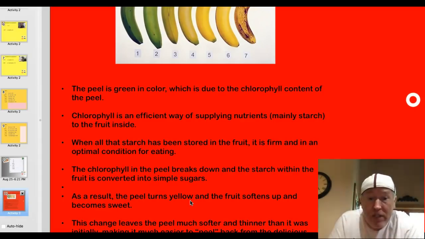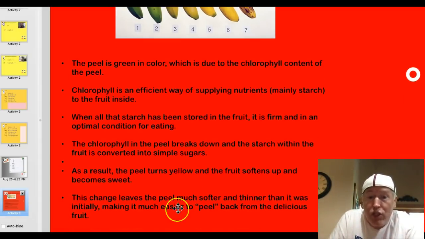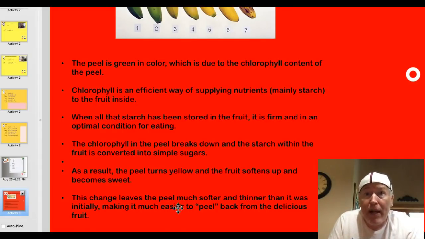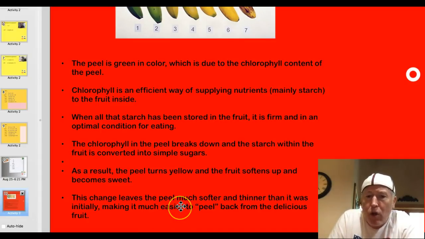The fruit softens up and it becomes sweet. And this change leaves the peel much softer and thinner, because you've all had a banana. The black ones, the peels are very, very thin, right? So anyway, it's easier to peel and it's more delicious that way too. So as the chlorophyll leaves, the banana turns yellow.